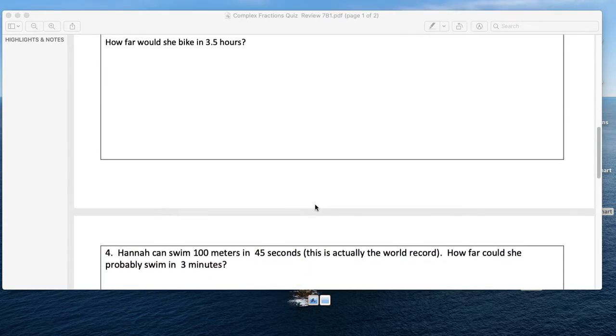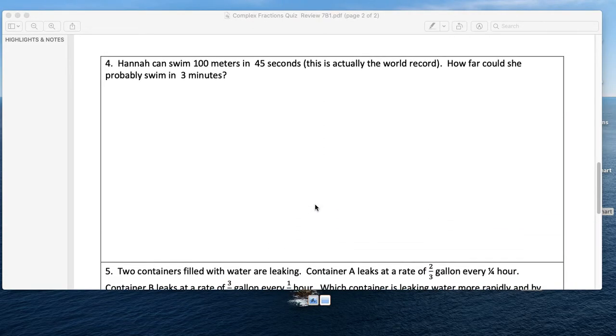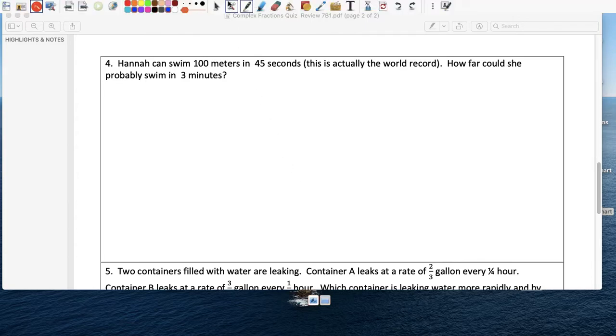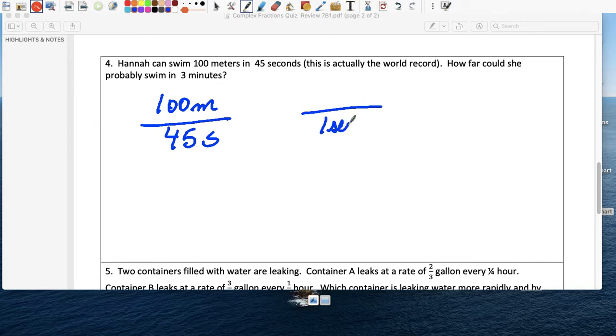Next one. Hannah can swim 100 meters in 45 seconds. How far can she swim in 3 minutes? So same thing as the previous question. So 100 meters in 45 seconds. So let's find her rate per second, I guess. We can do that. So in 1 second, how far can she swim?